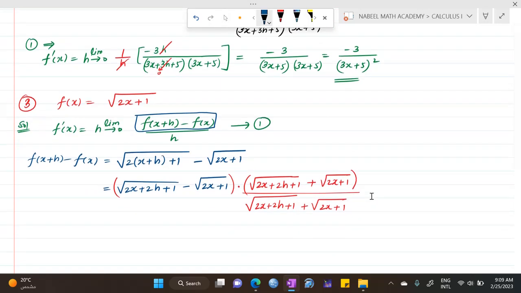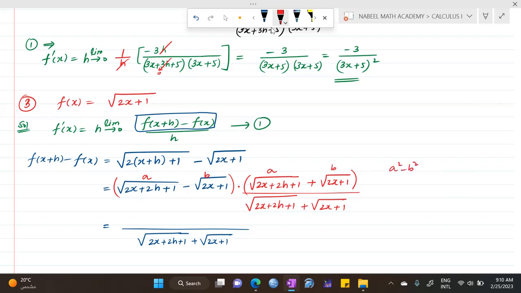In the denominator there will be no change. In the denominator it is going to be the same. So it is square root of 2x plus 2h plus 1 plus square root of 2x plus 1. Now what about the numerator? This is a, this is b. This is a, again this is b. So it will become a square minus b square.